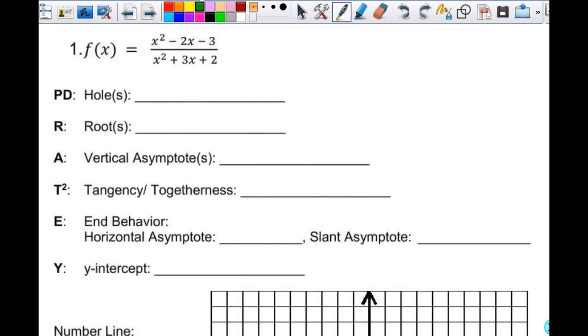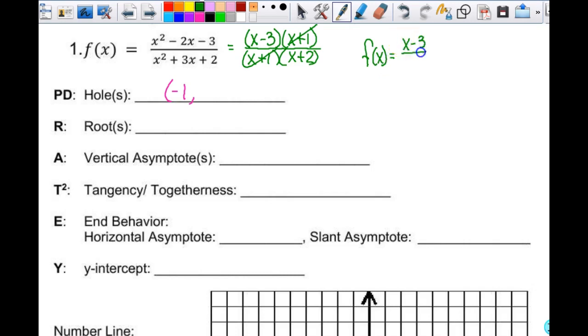And so I'm going to factor. The numerator is going to end up being x minus 3 and x plus 1. And then down here, I'm going to get x plus 1 and x plus 2. Right? So do I have anything that will cancel? Yes, I do. So I can cancel out the x plus 1s. That'll give me a negative 1 for my x value. Then f of x is going to equal x minus 3 over x plus 2.